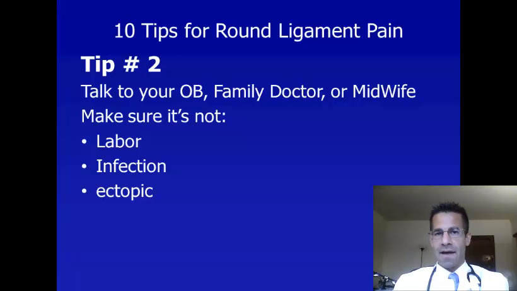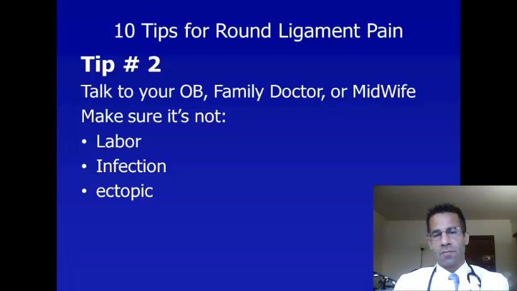Labor will have regular contractions, and usually more than 4 in an hour. And your whole abdomen will usually tighten when you're having labor pains. Whereas with round ligament pain, the pain is not regular, and it's usually related to movement or position changes. And it's usually an aching pain. The pain of round ligament pain is also not as strong as the pain of labor.